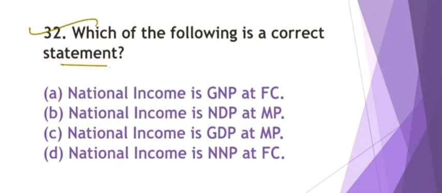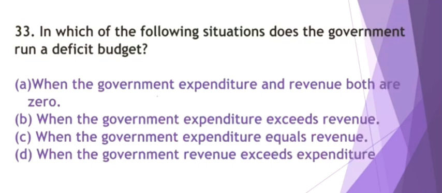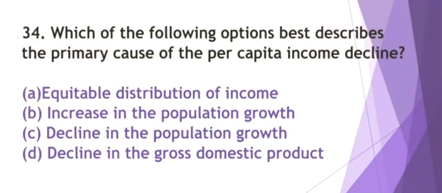32. Which of the following is a correct statement? Option number D, national income is NNP at factor cost. Important. Okay. 33. In which of the following situations does the government run a deficit budget? Option number B, when the government expenditure exceeds revenue. Okay. 34. Which of the following options best describes the primary cause of the per capita income decline? Option number B, increase in the population growth.